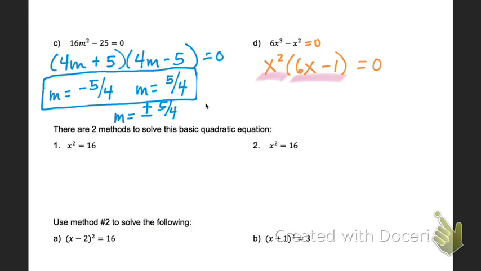So when you pull out a common factor that is not just a number, you can't divide it out. So if x squared equals 0, then x equals 0, and x equals 1 over 6.